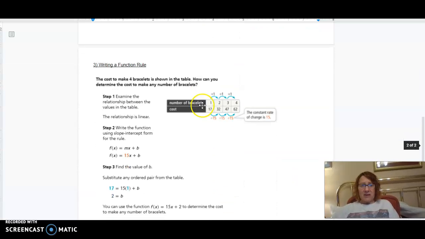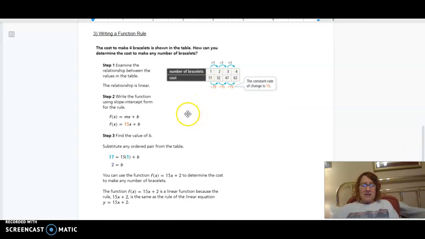Okay, so the next thing that you're going to learn this week is how to write a function rule. When you look at this table, you can see that x is going up by 1, but down here you can see you're adding 15. So the constant rate of change is 15. You can only do that if there's 1 in between these numbers. Since it's 15, I know that that is my constant rate of change, which is my slope.